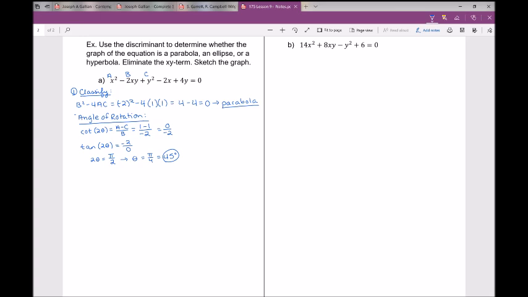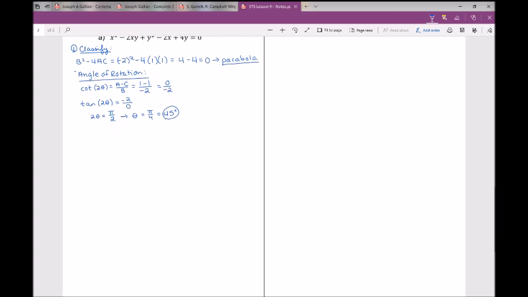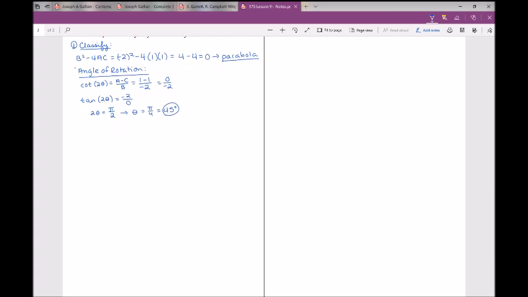Okay, so now let's work on eliminating the xy term. So now we're going to eliminate the xy term.